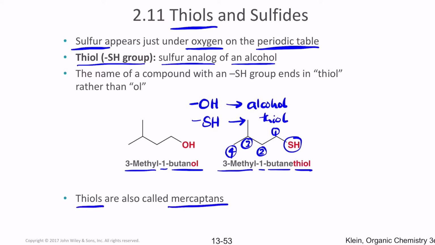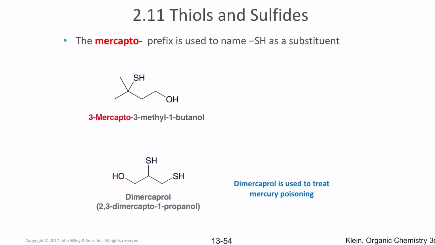We'll come back to why it's called mercaptans. The reason is that they have the ability to capture mercury. That's the reason why some of the compounds that you might see as thiols are generally used for mercury poisoning. For example, the prefix that is used for SH is mercapto.